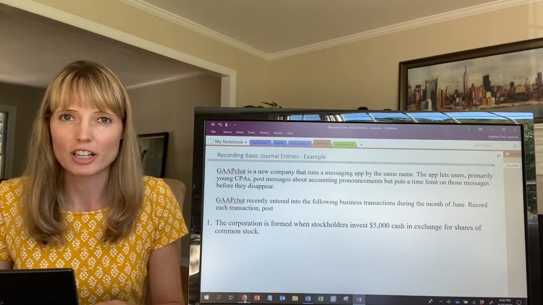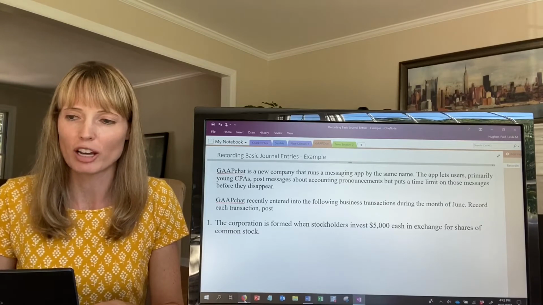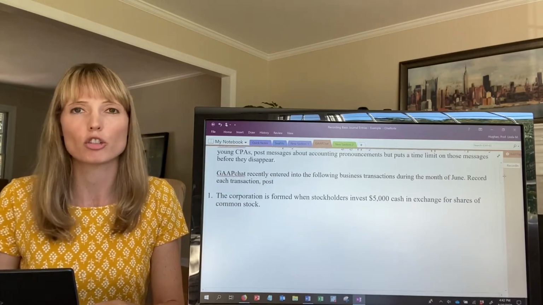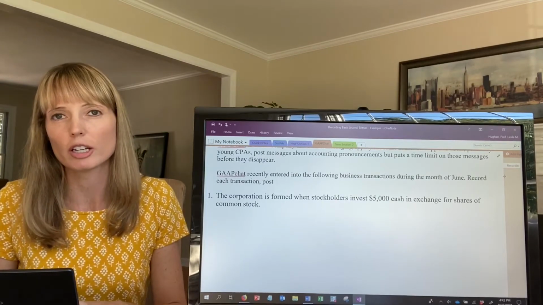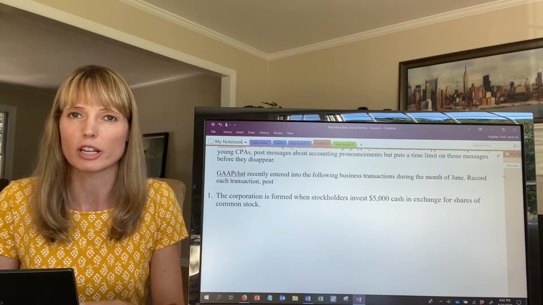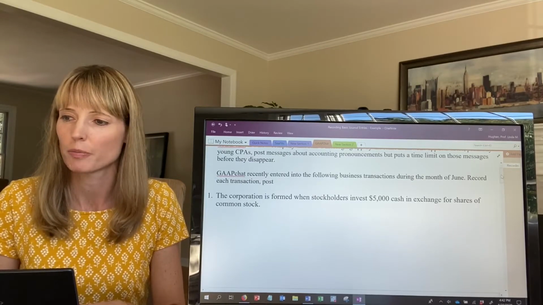We've got 9 transactions that the company GAAPChat has entered into. For each one of these transactions, we're going to record the journal entry, post them to their ledger accounts, and then update trial balances with ending balances after all 9 transactions have taken place.